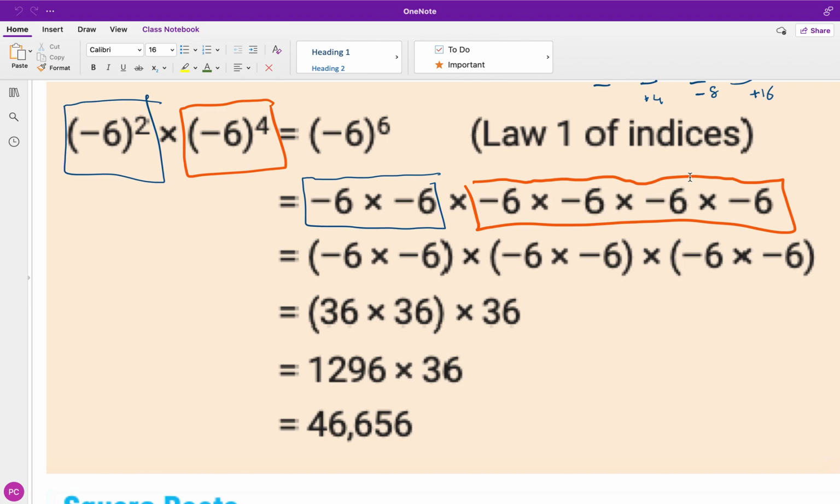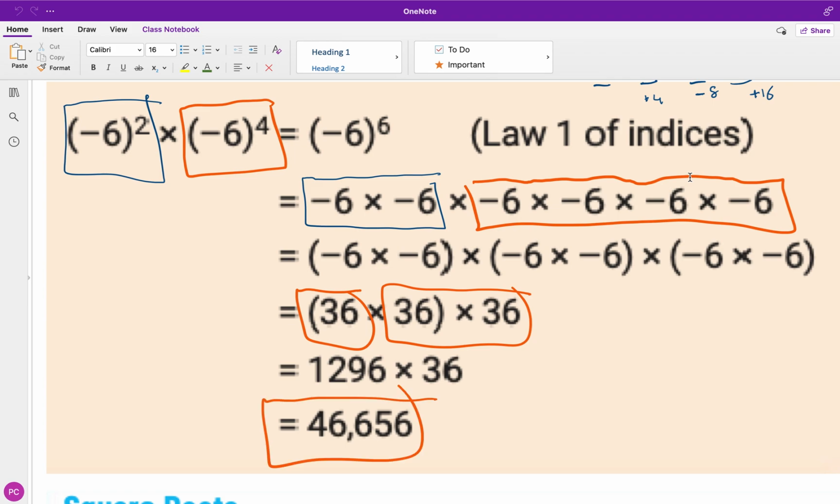So we multiply them out. Minus 6 by minus 6 is going to give us 36. And minus 6 by minus 6 by minus 6 by minus 6 is going to give us these two here, which is also, when you multiply that in a calculator, going to give us 46,656. I don't expect you to work that out in your heads.